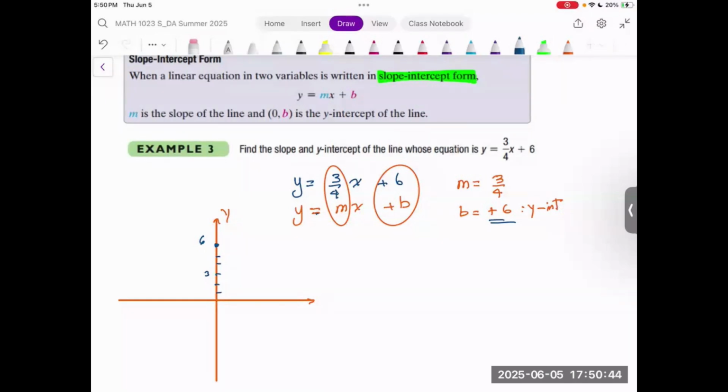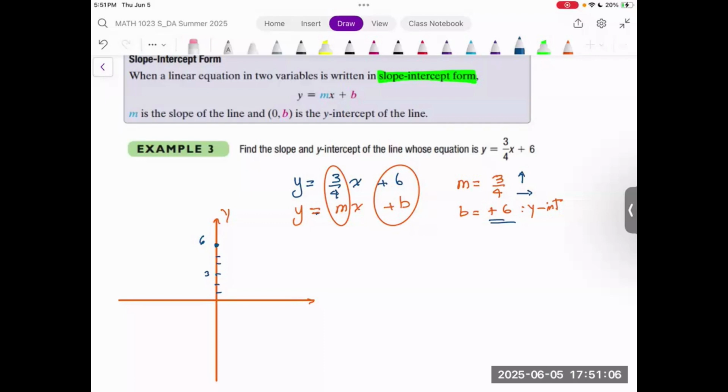Okay, so those are the divisions there. So from there, I'm going to need the second point to graph my line, right? And for the second point, I'm going to use the fact that the slope is called the rise over run, right? You remember that? We talked about this. So the rise, what is the rise there? Can you identify the rise?